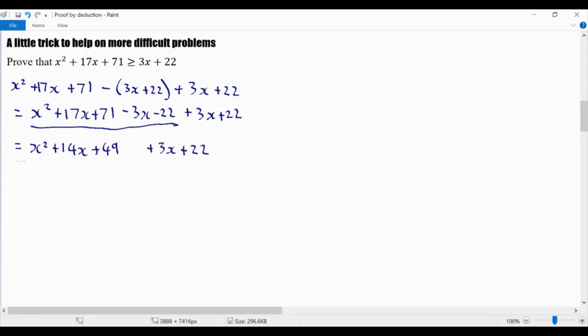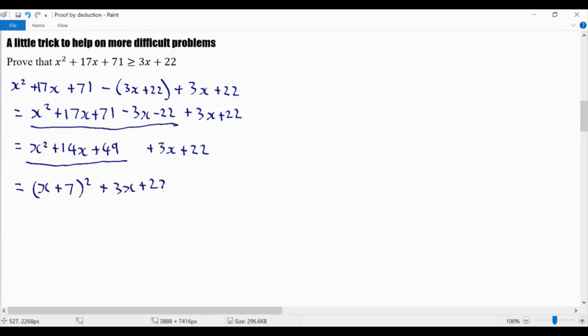Now, this is useful because now we're going to still just work on this stuff and realize, of course, that that can factorize or even complete the square with it. And if we were to do that, we'd realize that we've just got x plus 7 all squared.